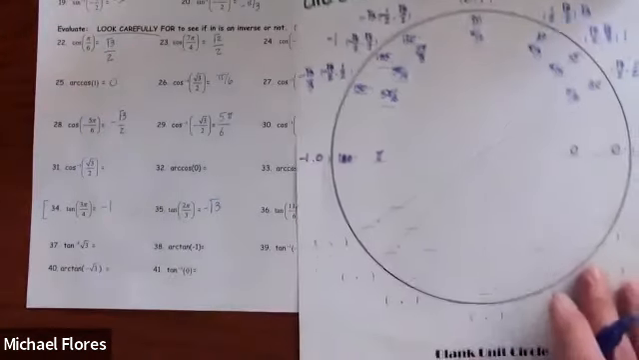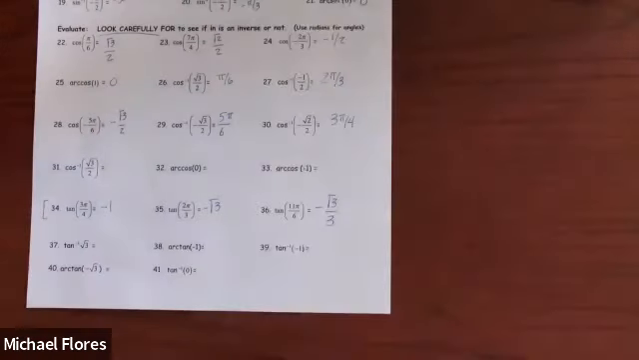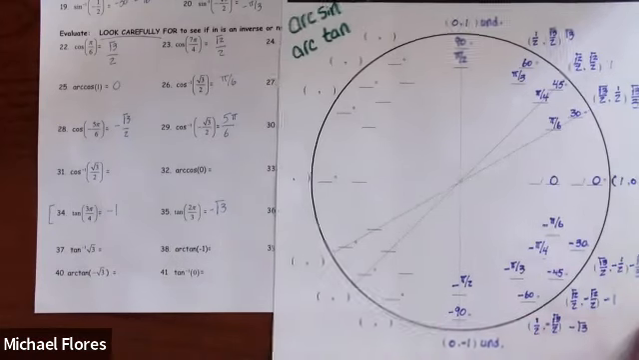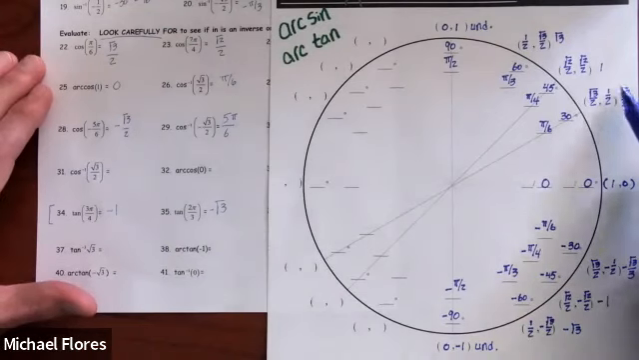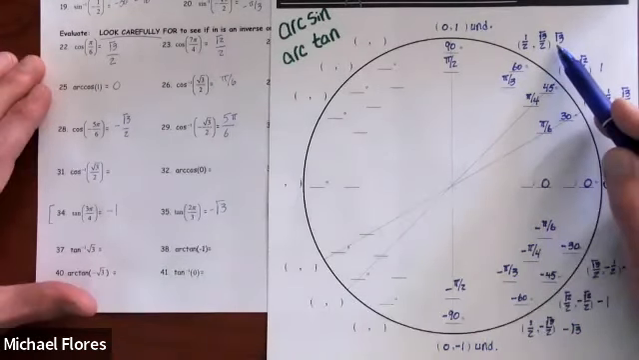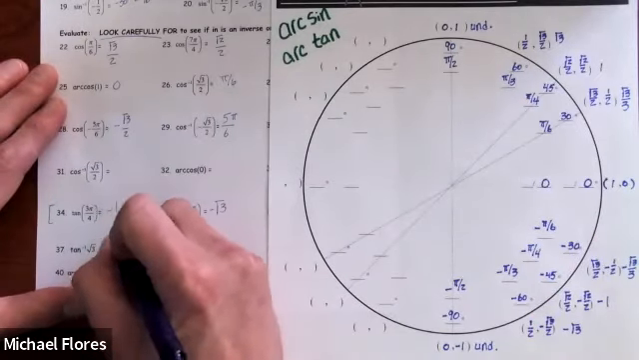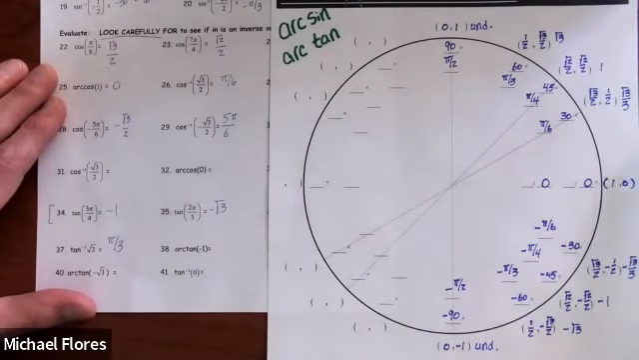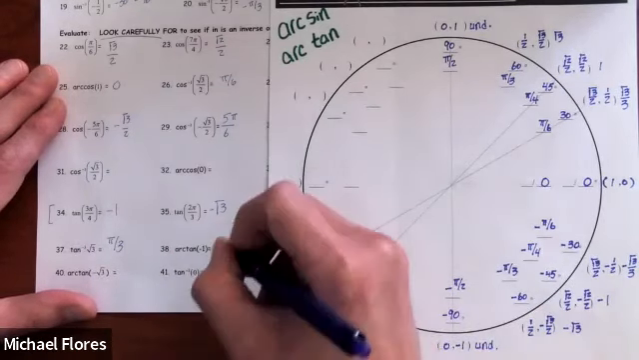Arc tangent of root 3. I have the wrong cheat sheet here, don't I? We need this one. That's our arc sine and arc tangent cheat sheet. So I need to find the tangent value of root 3, which would be there. That angle is pi over 3 radians. Arc tangent of negative 1. So where's the tangent value negative 1? There. That's at negative pi over 4 radians.